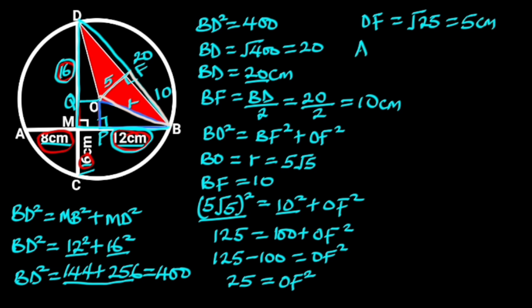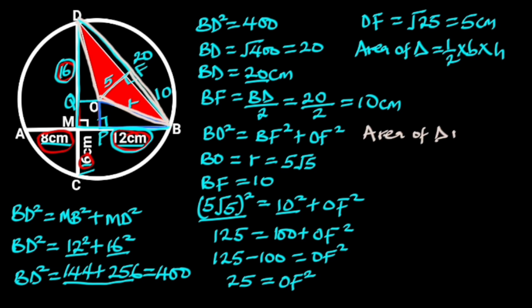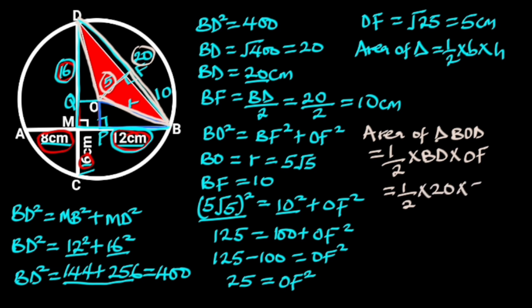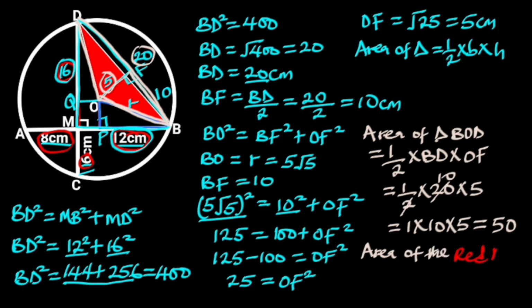Recall that area of a triangle is 1 divided by 2 times base times height. Which implies that area of triangle BOD equals 1 divided by 2 times BD times OF. Since BD is 20 centimeters, and OF is 5 centimeters, then area of triangle BOD is 1 divided by 2 times 20 times 5. 20 divided by 2 is 10, so we are left with 1 times 10 times 5, which is equal to 50. Hence, area of the red triangle is 50 centimeters square.